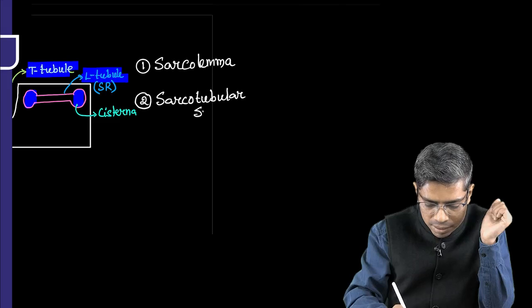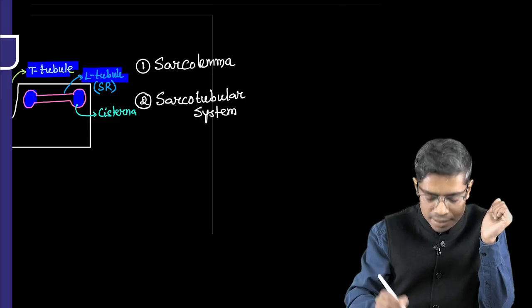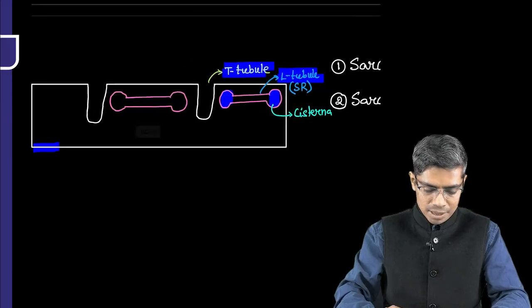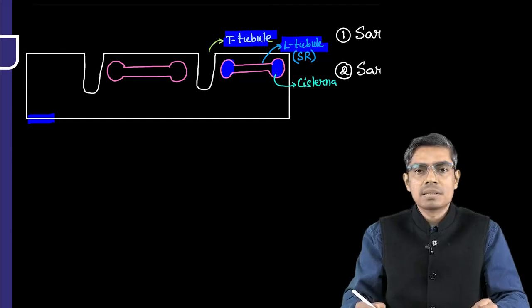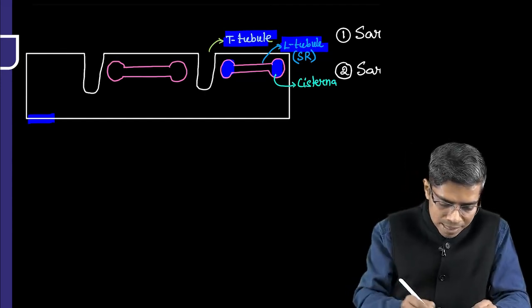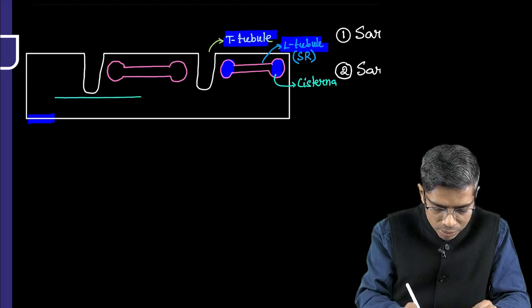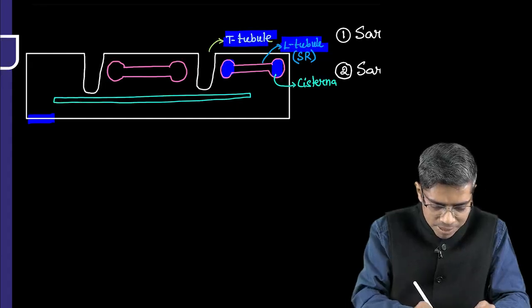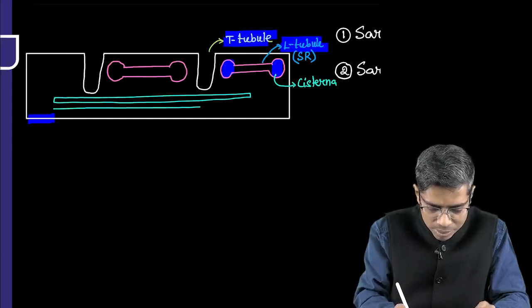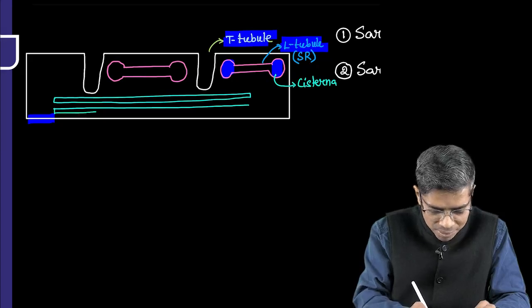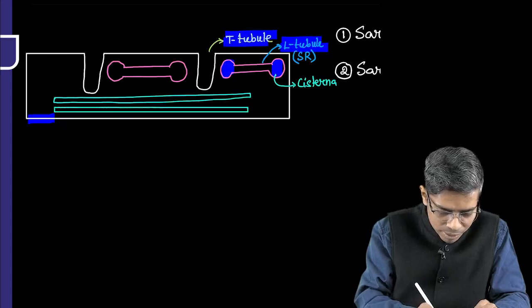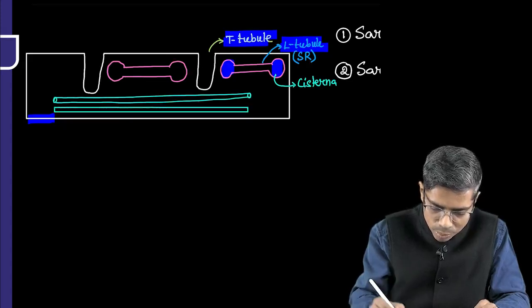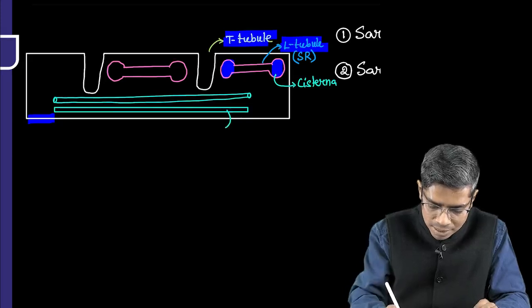Sarcotubular system. Okay, right. And the third level of structure, if you enter further inside the cytoplasm of this muscle cell, inside the cytoplasm you are going to find multiple fiber-like molecules. These fibers are nothing but your myofibrils. So these are the myofibrils, multiple fiber-like molecules present inside the cytoplasm of this muscle.